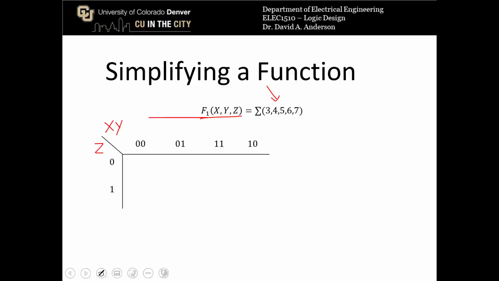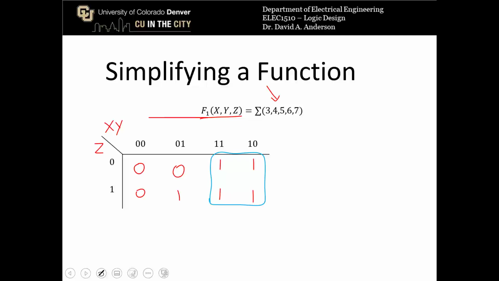So minterms 3, 4, 5, 6, and 7 are all part of this expression. So I'm going to put a 1 in the k-map wherever those minterms are. So minterm 3 is right here, minterm 4 is here, 5, 6, and 7. Now the rest of the minterms are not in the expression or the function, so I'm going to put zeros there. And now what I want to do is circle bubbles of 1s. And I want to make the bubbles as big as possible. So the first bubble that I see that's pretty big is all of these 1s are adjacent to each other.